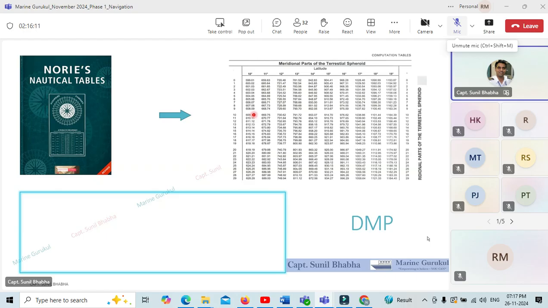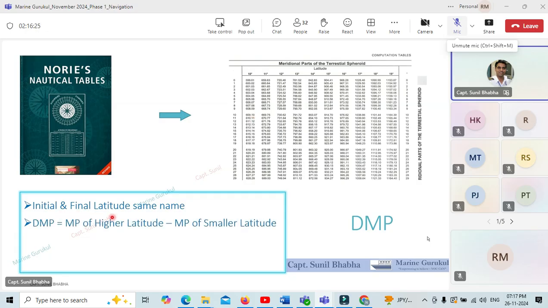Once you obtain the meridional parts for your initial latitude and the final latitude, these meridional parts are combined to get the DMP. When combining, if the initial and final latitudes are of the same name, the DMP is obtained as meridional parts of the higher latitude minus meridional parts of the smaller latitude, bigger MP minus smaller MP.